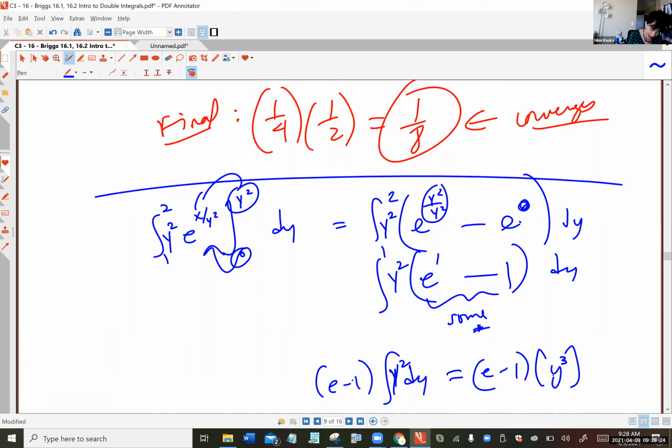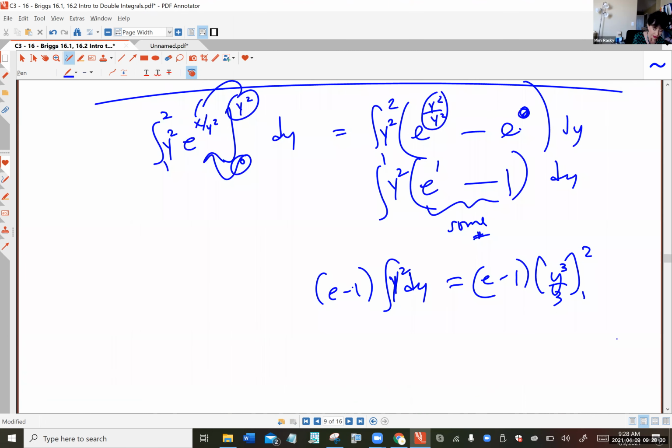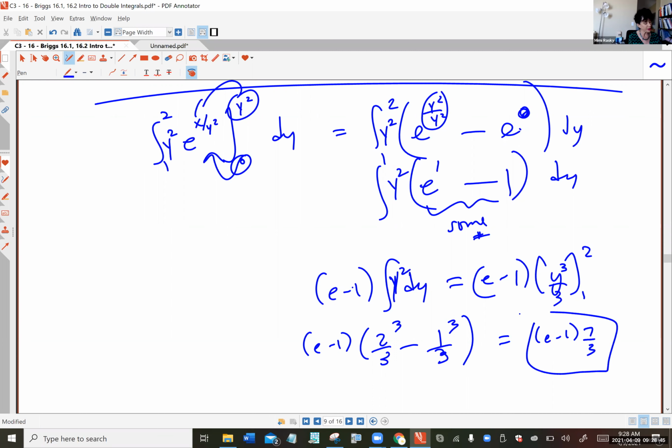And so his antiderivative is y cubed over 3. And then you're evaluating him between the limits. So this is just going to be some weird number. Very weird number. Sometimes you get weird numbers. Okay, e minus 1 times 7/3. That's my weird number, and that's the weird final answer of this double integral.